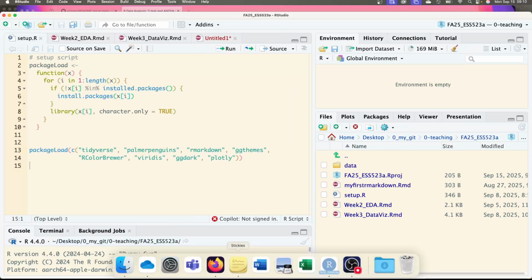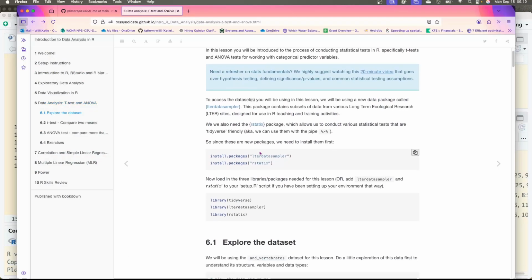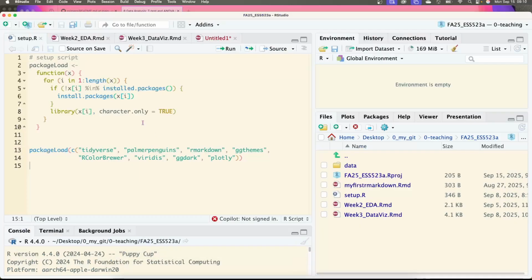I believe it's, let me look at the lesson plan here. So we've got the LTER data sampler package. I'm going to just keep appending new packages to the end there. And then another package called R statics. So this LTER data sampler is another data product package, much like our Palmer Penguins, where it allows you to access a bunch of real data.